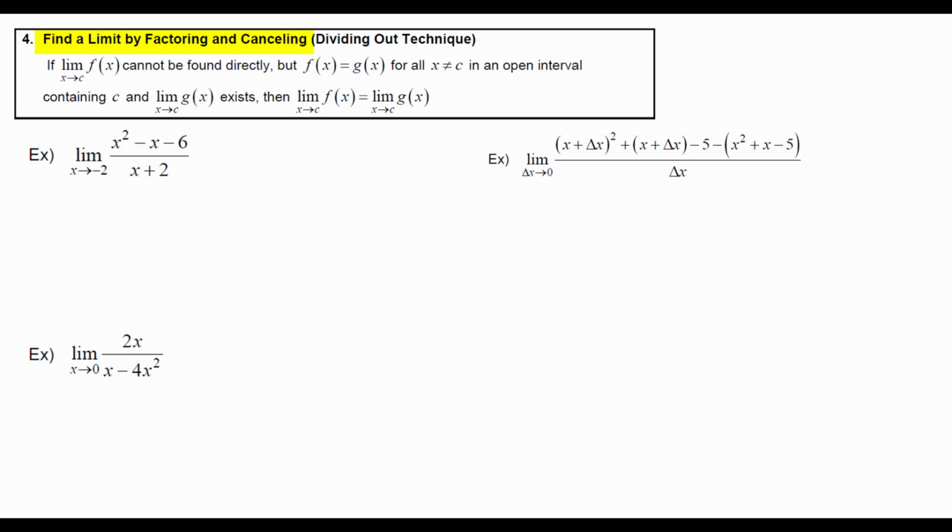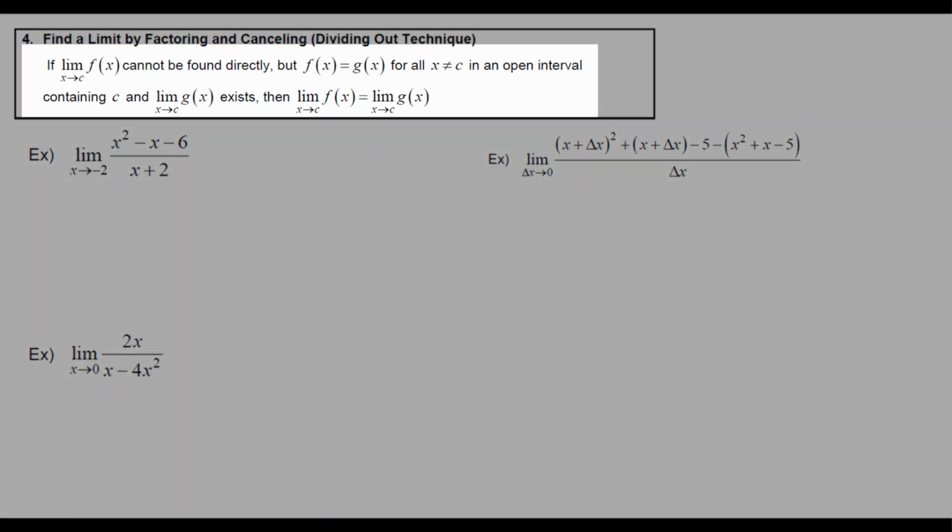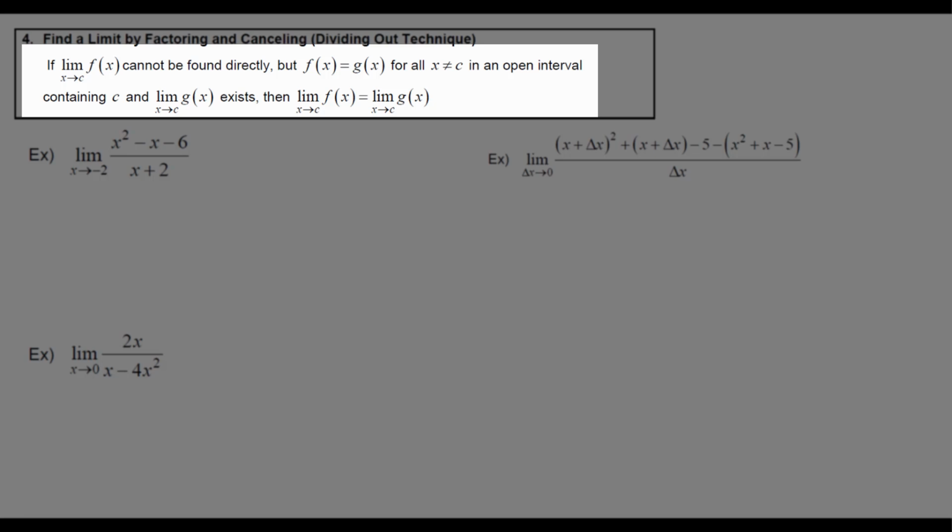Find the limit by factoring and canceling. If the limit of f of x as x approaches c cannot be found directly, but there is another function g of x such that f of x is equal to g of x for all x in the open interval containing c except possibly at x equals c, and the limit of g of x as x approaches c exists, then the limit of f of x as x approaches c has to be equal to the limit of g of x as x approaches c.